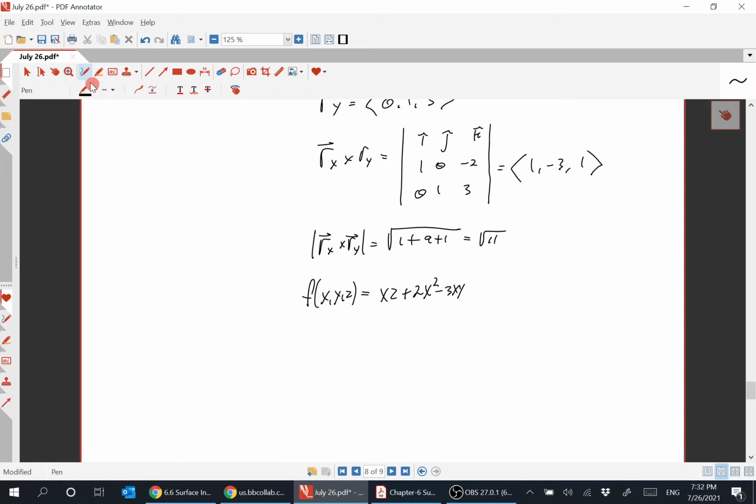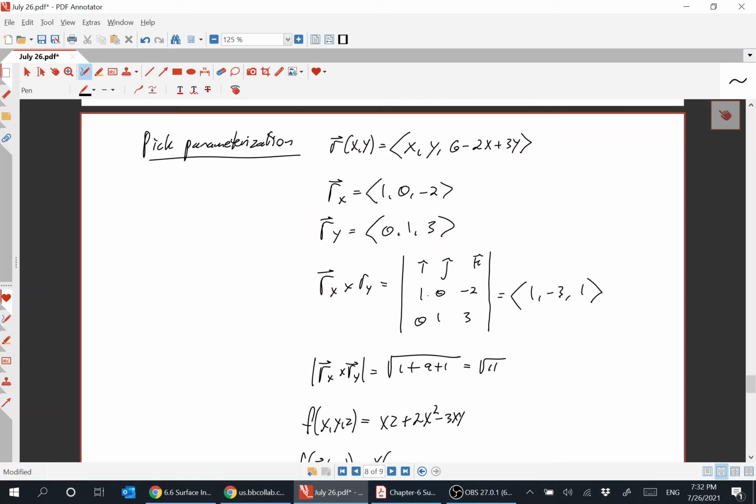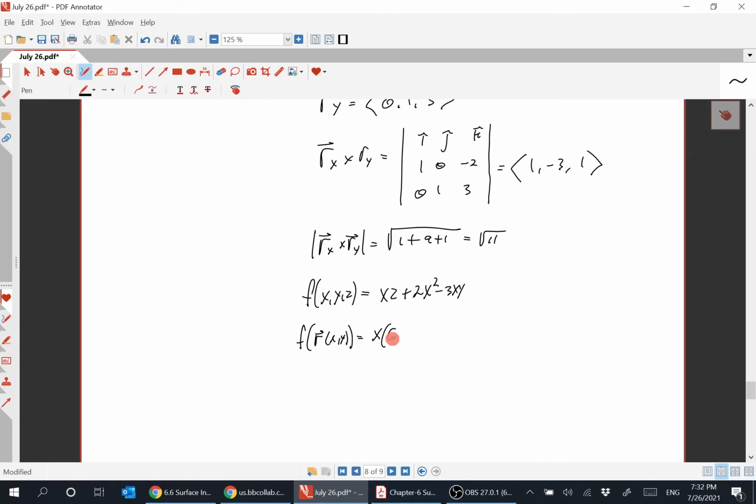And then you need f along r of x, y. So x is x and z is, what was it? 6 minus 2x plus 3y. So plus 2x squared minus 3xy. So let's do this. Minus 2x squared plus 3xy plus 2x squared is 3xy, so that's why the function is so funny looking. So you just get 6x.